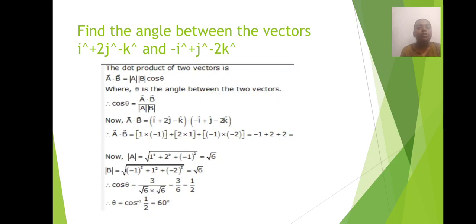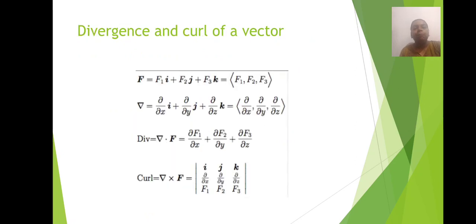Now we should multiply the two vectors with respect to the dot product. We'll be getting an answer if we substitute all the above things in the formula, that is cos theta is equal to a dot b by magnitude of a magnitude of b. We'll be getting an answer as 1 by 2. For theta, cos inverse 1 by 2 will be equal to 60 degrees.